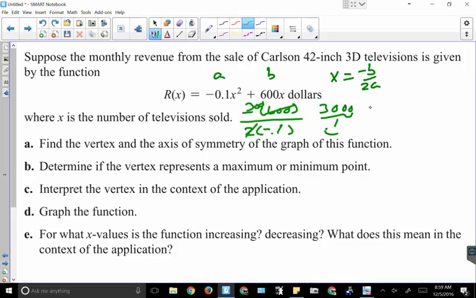So, the vertex is going to be at 3,000 units. That makes sense. Does that seem plausible? Yes, I believe so.